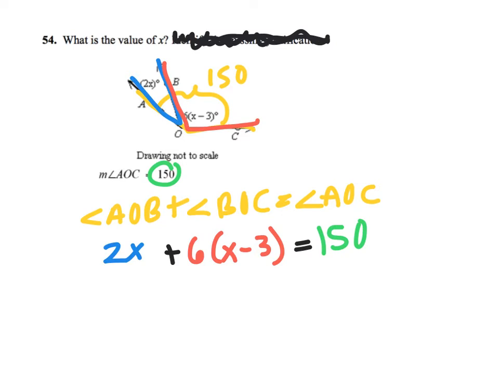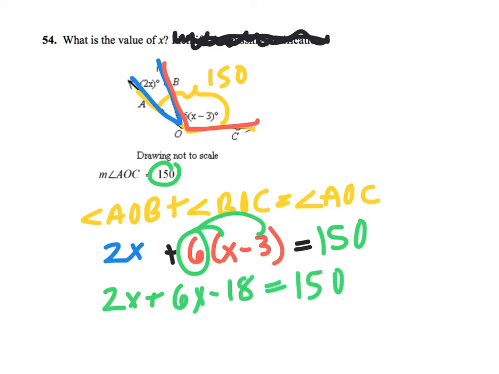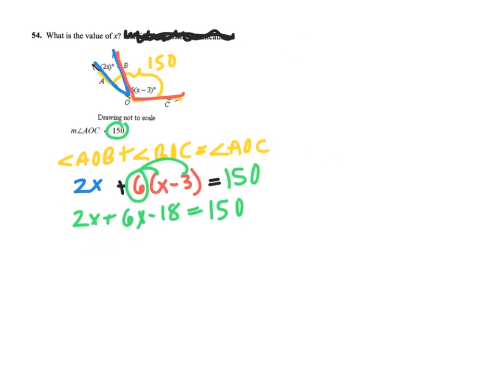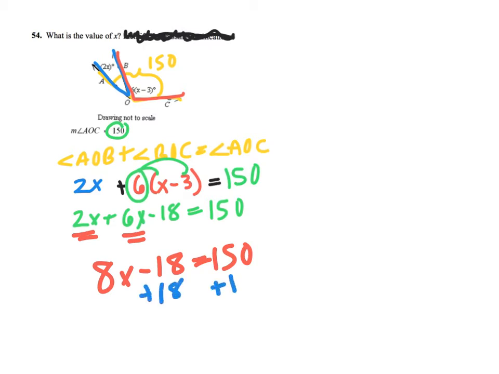We are going to go ahead and take that 6 and we're going to distribute it. So I would really have 2x plus 6x minus 18 equals 150. I'm going to zoom out a little bit so I have some more space. My next step, we're going to combine our like terms. So I see a 2x plus a 6x. These guys give me 8x minus 18 equals 150. We are going to add 18 to both sides. When we do that, we get 8x equals 168.